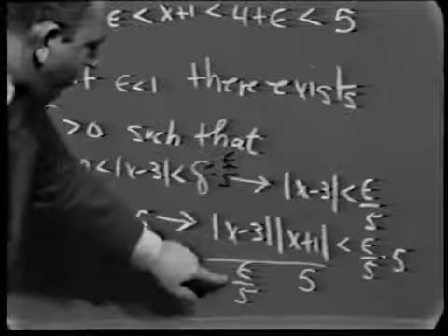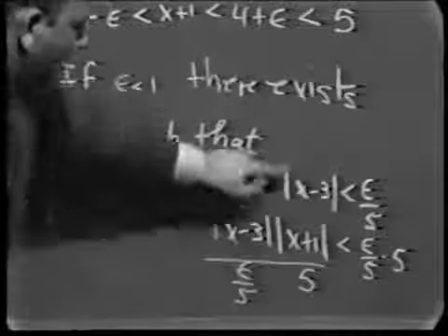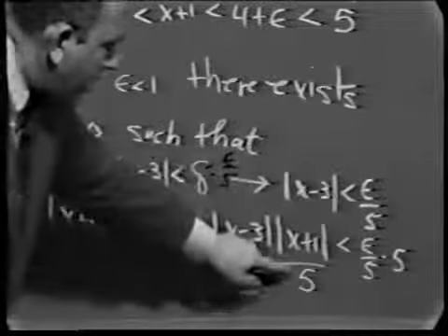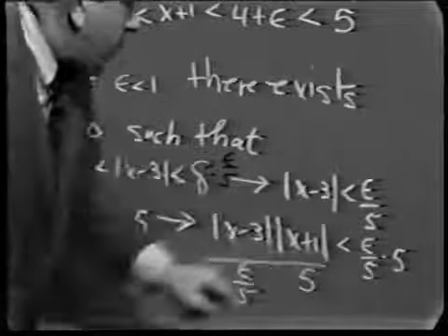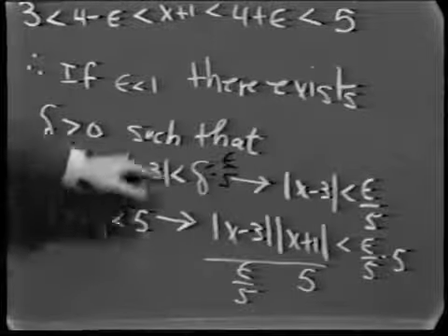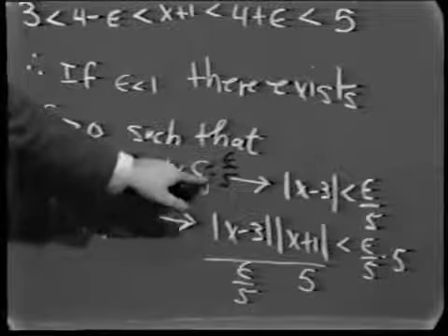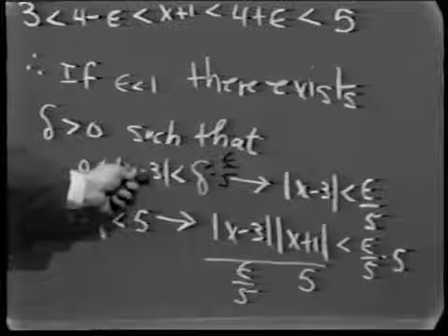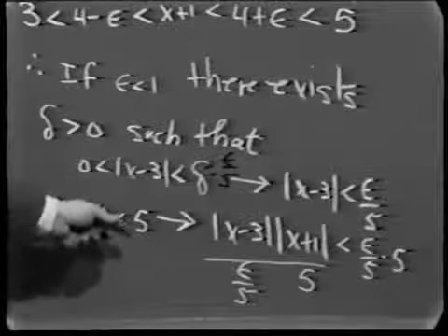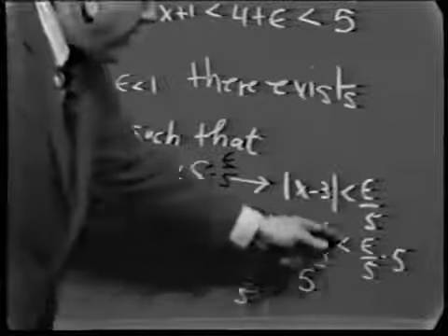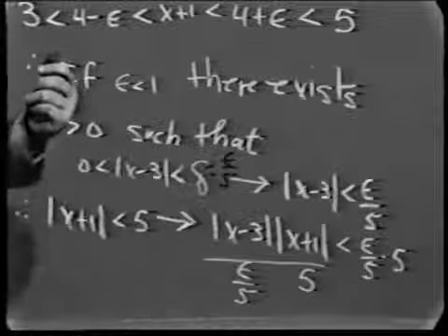This is less than epsilon over 5. This we know from before is less than 5, and therefore this product is less than epsilon. In other words, we have exhibited the delta such that when this happens, the absolute value of what we want to make less than epsilon indeed becomes less than epsilon.